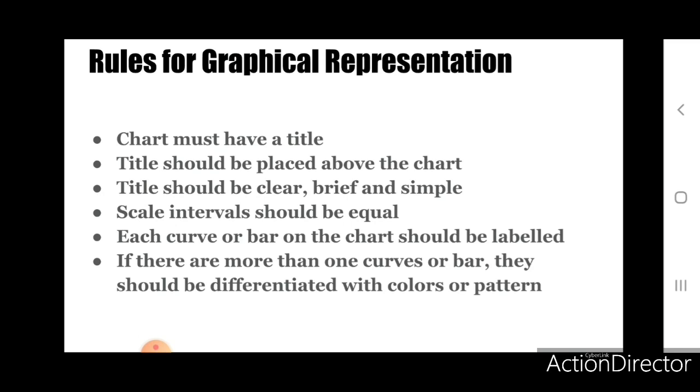Scale intervals should be equal. Each curve or bar on the chart should be labeled. If there is more than one curve or bar, they should be differentiated with colors or patterns. So these are the important rules for graphical representation.